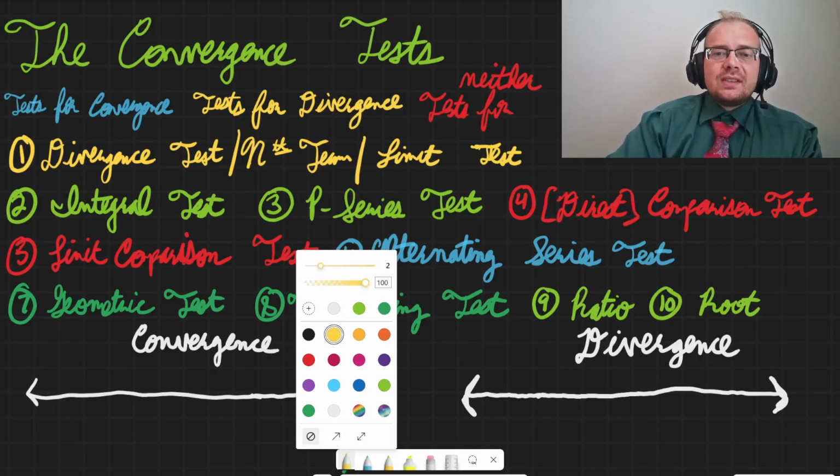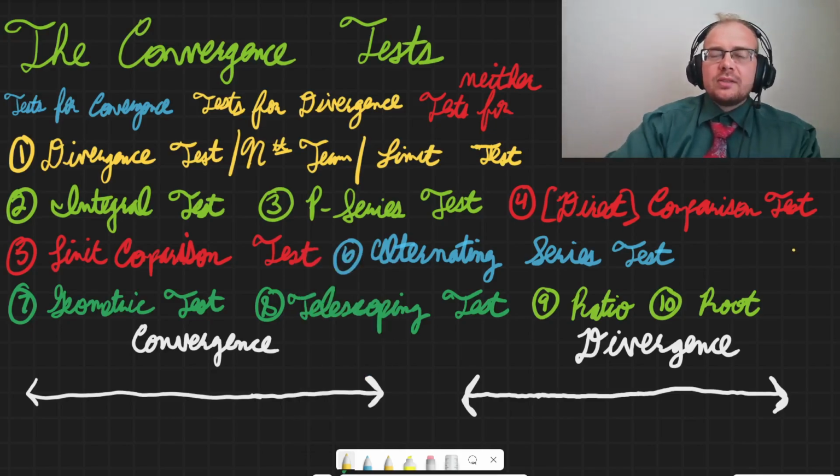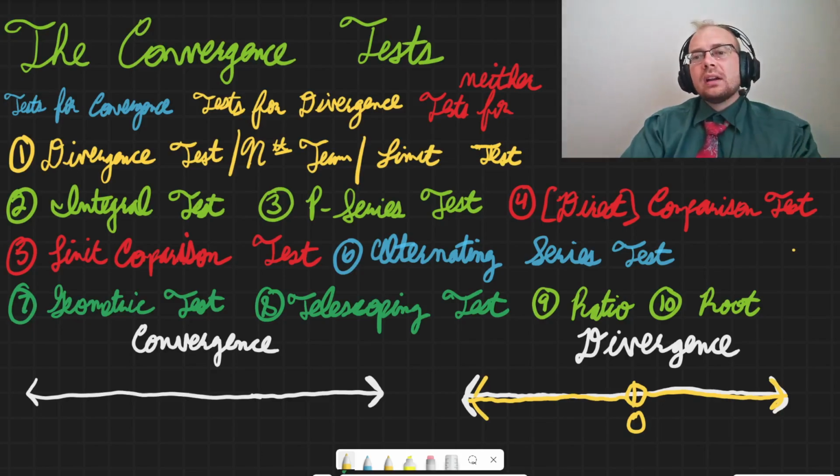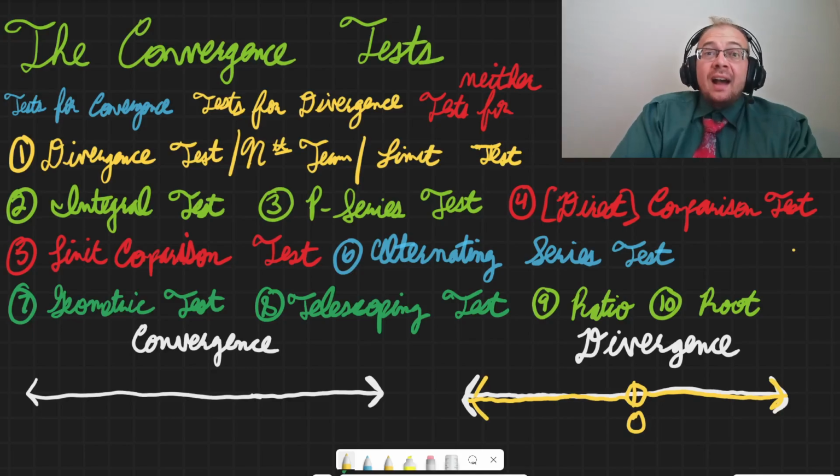So since the divergence test is the only one that's yellow, I'm going to use yellow to describe that one. And so with the divergence test, basically if the limit is not 0, then it diverges. So if I get anything other than 0, then it diverges. Anything other than 0, even if it's like some weird negative infinity or infinity, that's it. It's just not 0. If it's not 0, then it diverges.